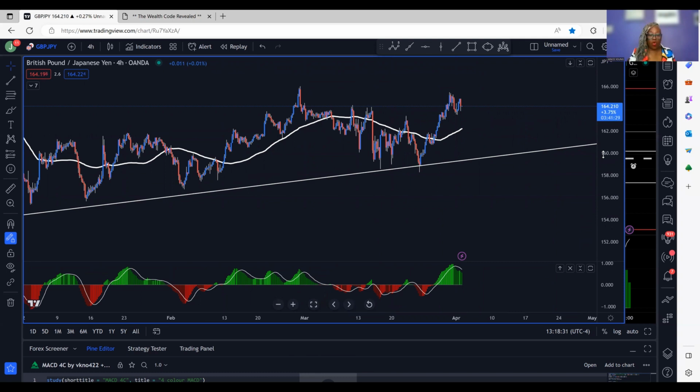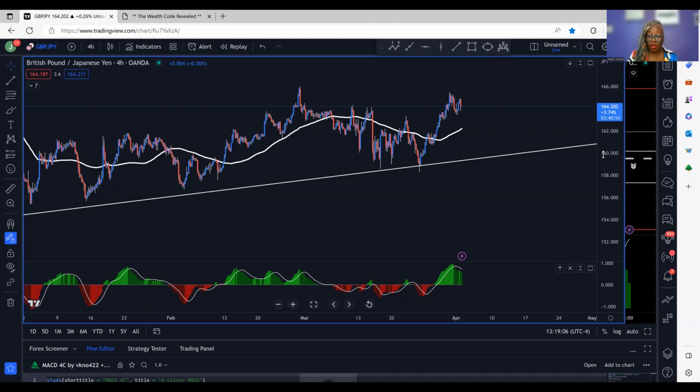So now the next question is, where do I buy? Right? So this is where you identify key areas of support. So you want to be asking yourself, well, where's price now? What is price doing now? Because if I'm looking to buy, I need to, one, know what price is currently doing. Where is it, right? And then I need to be able to identify key areas of support or a demand zone, right?